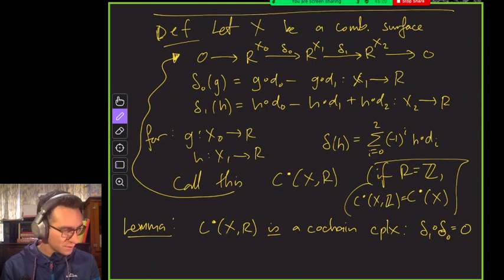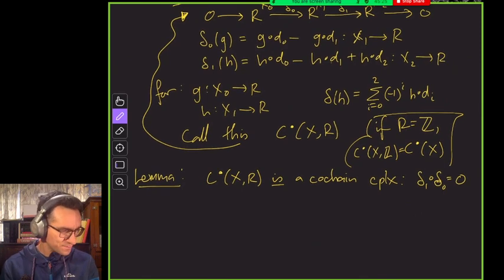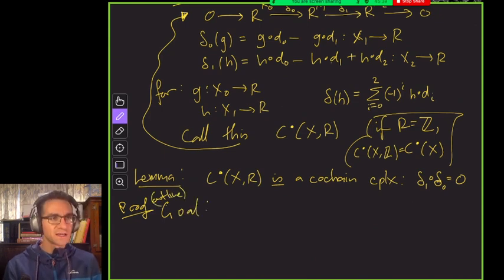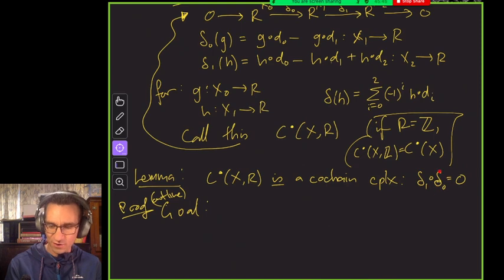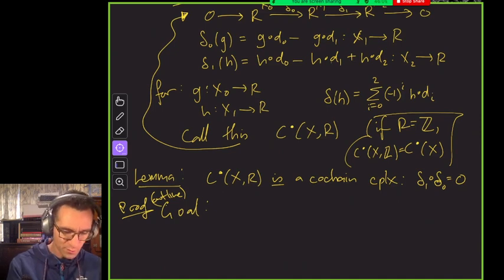So what do we have to do? I might just outline it and leave it as an exercise. It's really good to do. So the goal, I might say proof outline. What's the goal? This here is the condition for it to be a cochain complex. I should check it for every pair of composable maps, but these are the only ones that are possibly non-trivial. It's obvious from here to here to here, and from here to here. So we've got to check this, but what does it mean?